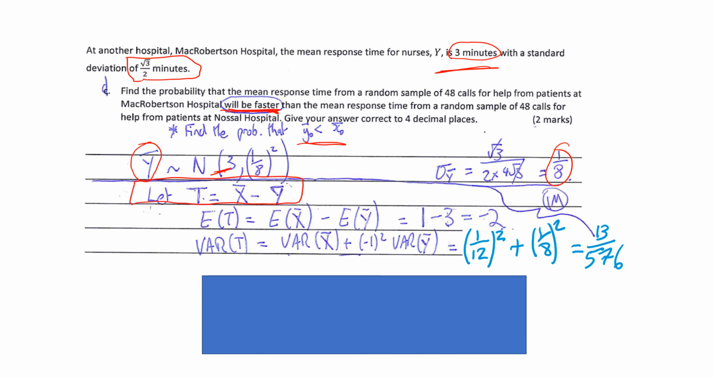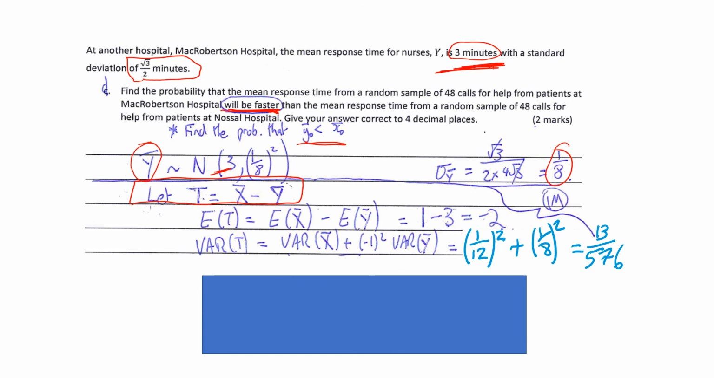So we know T will also be normally distributed because X bar and Y bar are also normally distributed. Okay, so what we want to do is find the probability that T is positive. In other words, that Nossal's response time will be greater than McRobertson's response time. Now, because I set the mean to be so high, it became impossible, as we'll see. But anyway, this is what I was looking for.